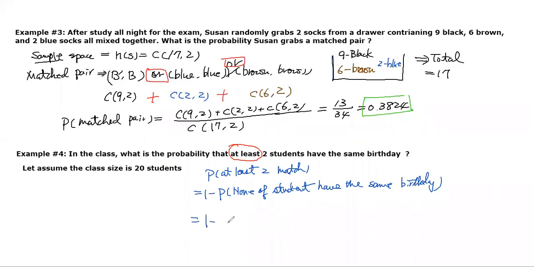So this is 1 minus. We assume we have 365 days and 20 students. Think about my sample space. Out of the 365 days, every student can choose any day to have a birthday, so my sample space is pretty big. It's 365 to the 20th power. So this is my sample space.